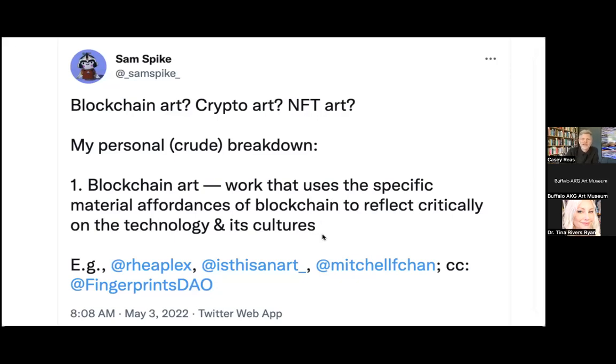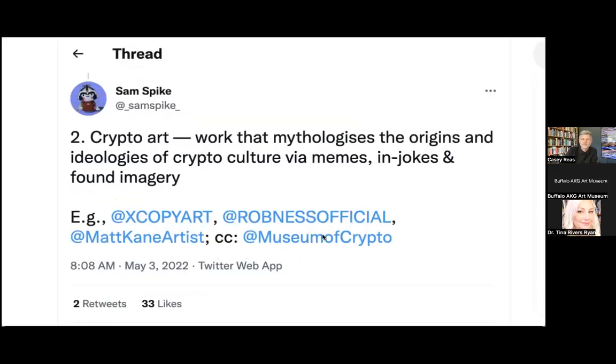So, according to Sam, my own personal crude breakdown, we have one, blockchain art: work that uses the specific material affordances of the blockchain to reflect critically on the technology and its cultures. The examples here are Rhea Myers, Sarah Friend, Mitchell Chan. Two, crypto art: work that mythologizes the origins and ideologies of crypto culture via memes, in-jokes, and found imagery. Crypto art, I think, is really the source of NFT art. It is the source of the early sites, the early marketplaces. So here you have examples like Xcopy, Arcane.